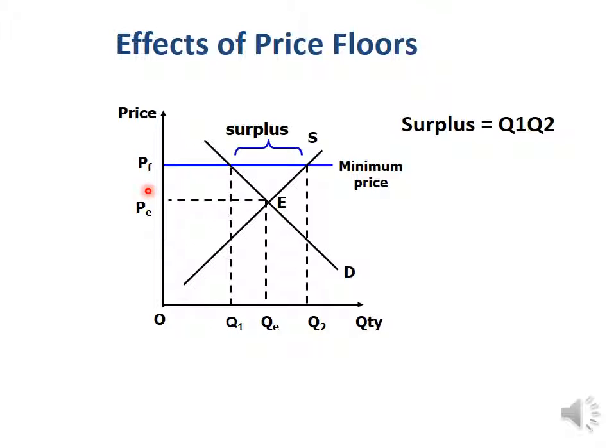Now, because the price is higher than equilibrium, more suppliers are willing to sell than consumers are willing to buy. So the quantity supplied is more than the quantity demanded, resulting in a surplus, an overproduction of the goods. The government must try to resolve this, otherwise the surplus will lead to wastage and overproduction of the goods. That's all I have for you for this lecture.